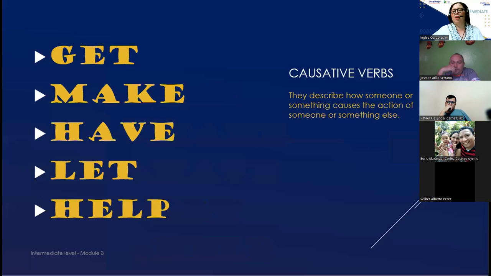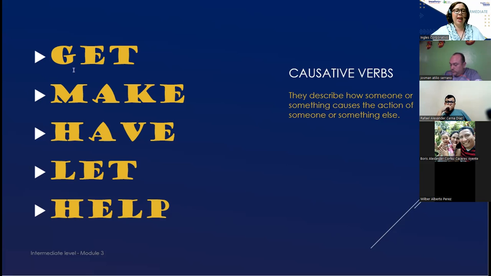The causative verbs are the verbs that describe how someone or something causes the action of someone or something else. And these verbs are many, but the five most common are get, make, have, let, and help, okay? Get, make, have, let, help. You can have someone do something and you can have something done, all right? So we are going to divide this topic into parts because we want to see the active causative verbs and the passive causative verbs. Right now, we are going to see the active causative verbs, even though we are going to mix just a little bit with the passive ones.